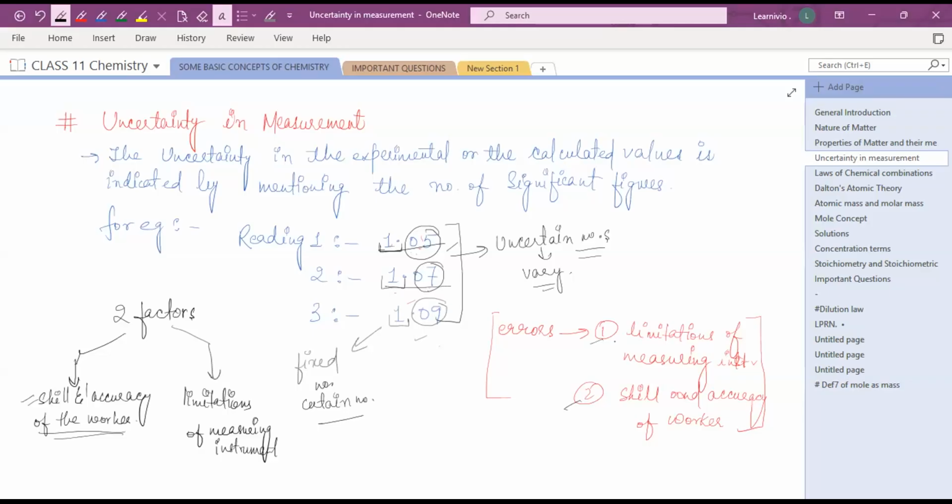Uncertainty in measurements is indicated by significant figures, right? How do we indicate it? By the help of significant figures. And the significant figures is very important, and you will also study this in physics.